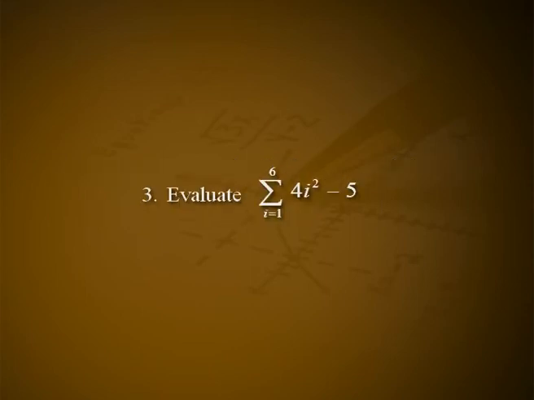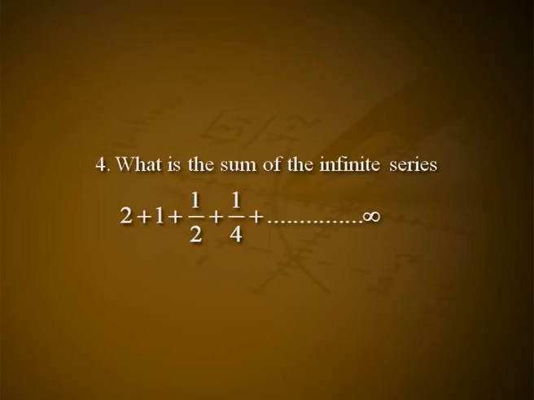Problem number 3. Evaluate sigma i is equal to 1 to 6 of (4 i square minus 5). Problem number 4. What is the sum of the infinite series 2 plus 1 plus 1 by 2 plus 1 by 4 plus and so on up to infinity?